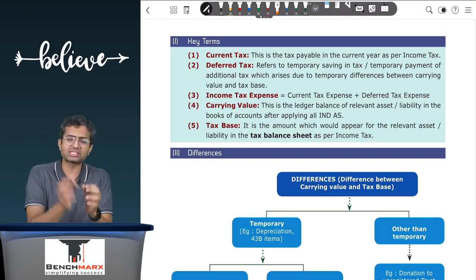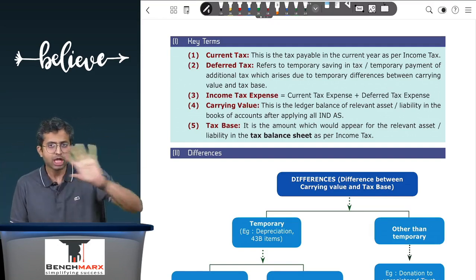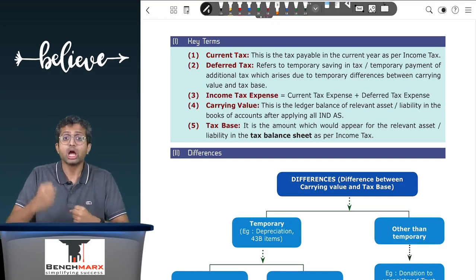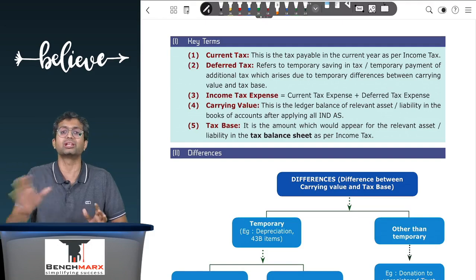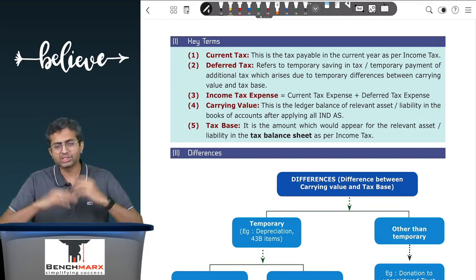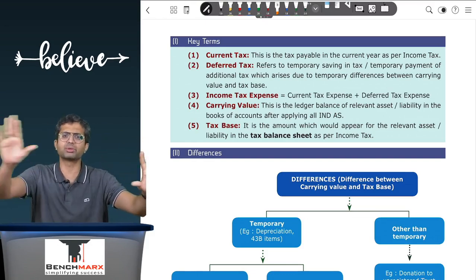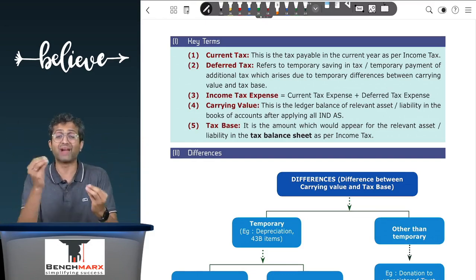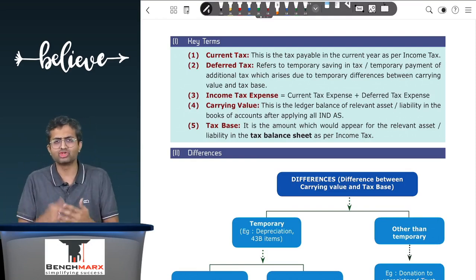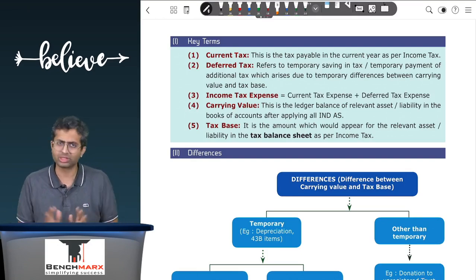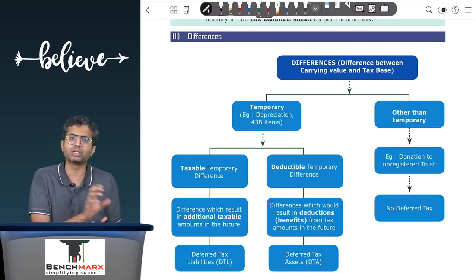In a similar way, there is something called tax base. There are different interpretations of the tax base, but on an overly simplistic basis, you can consider that the tax base refers to the value of the corresponding asset or liability as appearing in the tax balance sheet. You can consider that you are preparing a separate set of books for income tax and a separate set of books for your financial accounting, and the value of a particular asset or liability as per the income tax balance sheet is considered to be the tax base for simplicity. So the differences can be between the carrying value and the tax base.